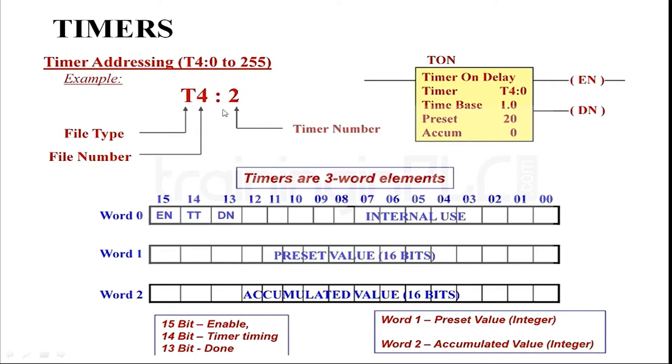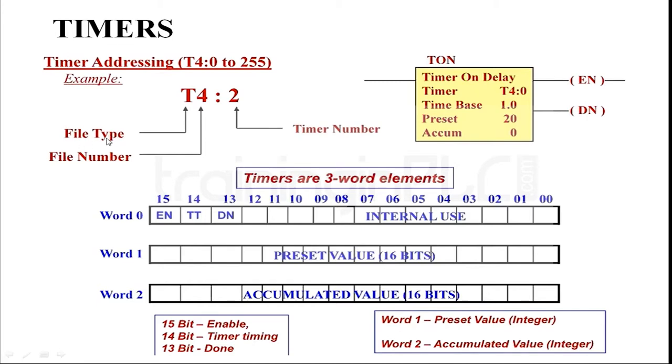And there are certain parameters we need to know before getting into the timer block. The first one is the timer number. Can you see the timer on delay block over here? This is T4:0, so this is the timer number. If you see, what is that first T? It is a file type.